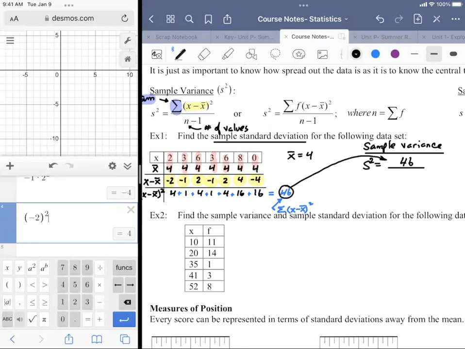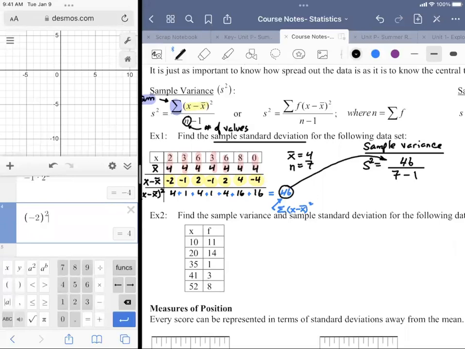Right, so just that n is the number of values. In this case, n is equal to 7, because I have 1, 2, 3, 4, 5, 6, 7 values. Even the 0 counts. All right, so I have 7 values. My denominator is going to be 7 minus 1.